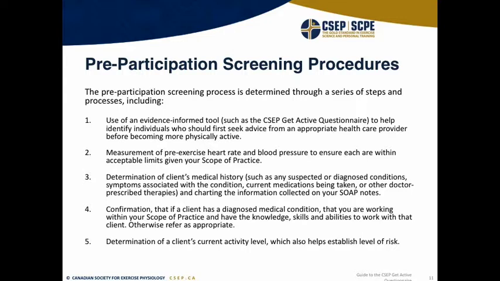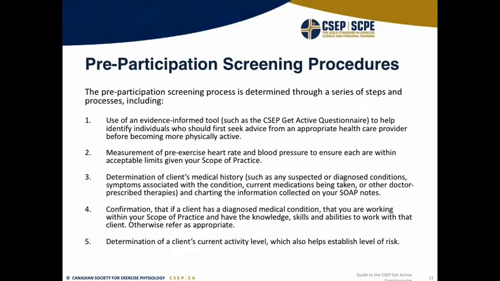Next is measurement of pre-exercise heart rate and blood pressure. I'll speak a little bit more about changes to these cutoffs, specifically for systolic and diastolic blood pressure at rest. Third, we want to confirm, even if a tool such as the CSEP Get Active questionnaire is used, what the client's medical history is. So do they have any suspected or diagnosed conditions? Are there any current symptoms associated with the condition? What medications, if any, are being taken? Have they had any surgeries? And all this information should be charted in your SOAP notes.